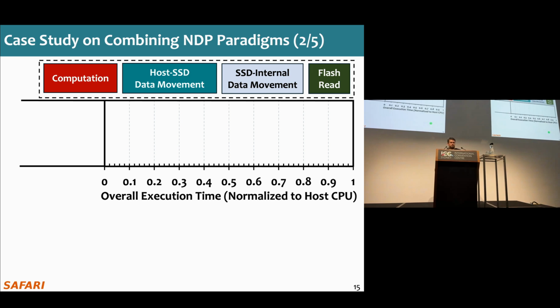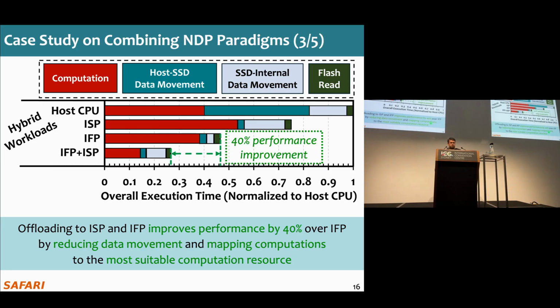If you look at the observations for hybrid workloads, we observe that offloading to both ISP and IFP actually provides performance improvement by up to 40% over IFP alone. And this is by mapping computations to the most suitable computation resource and reducing the data movement.